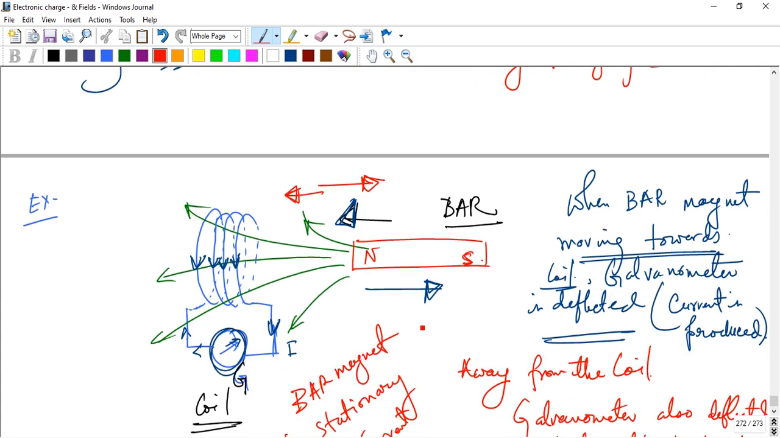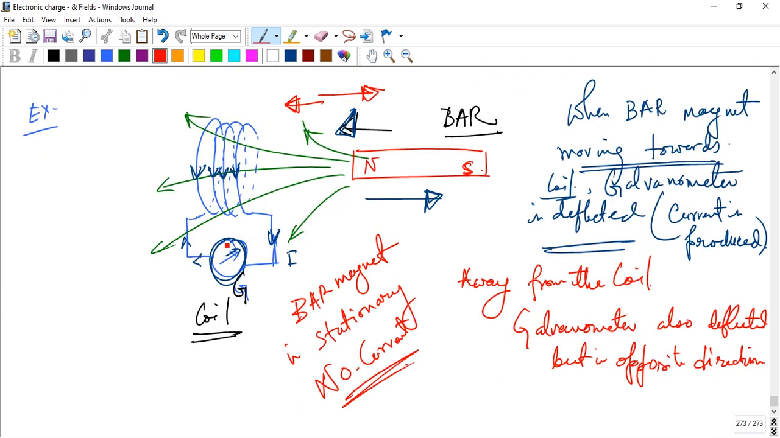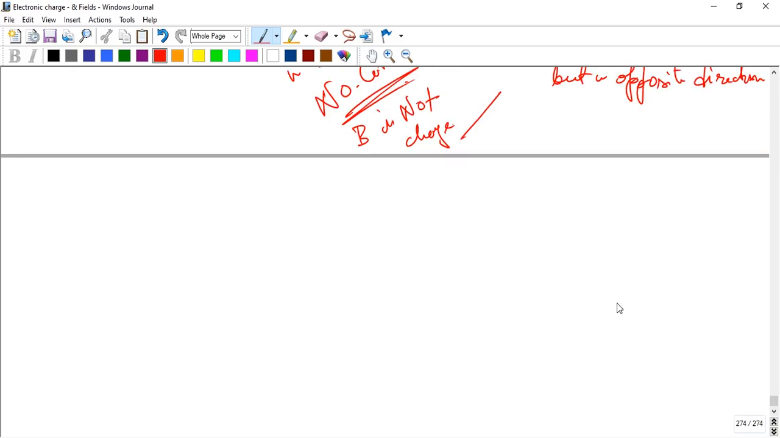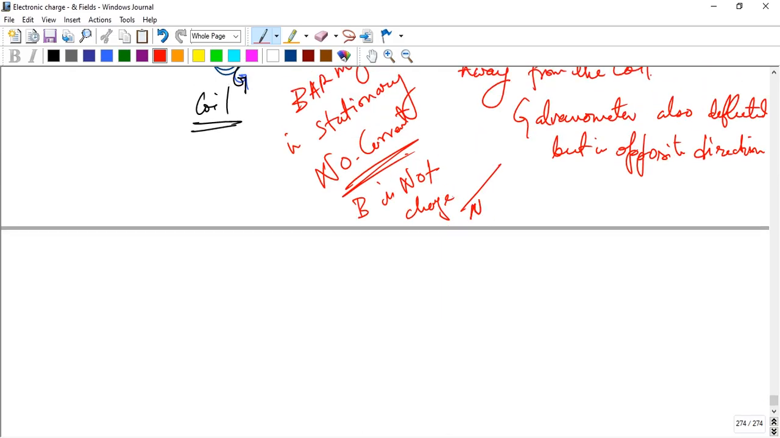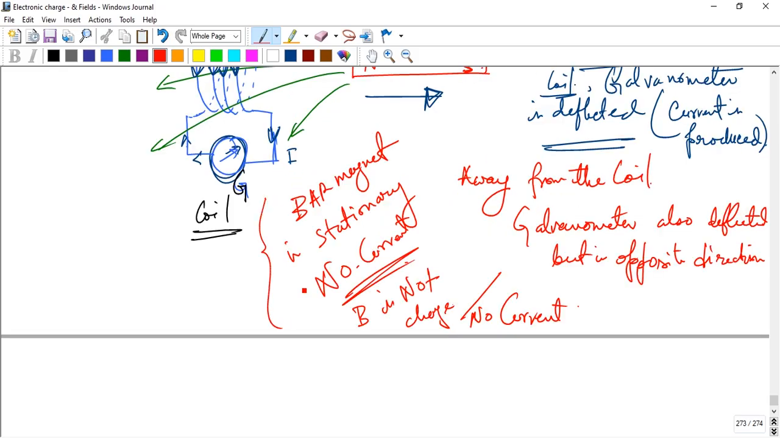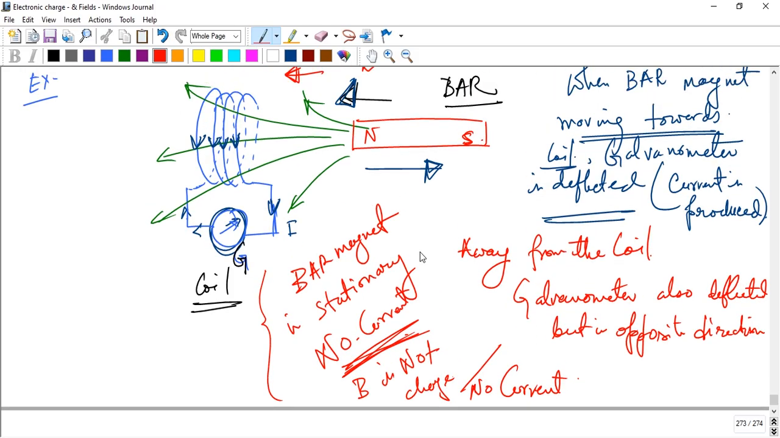When the bar magnet is stationary, the magnetic field is not changed, so B is not changed. When B is not changed, there is no current. Clear the concept: the main thing is that B must change. That's why we get current.